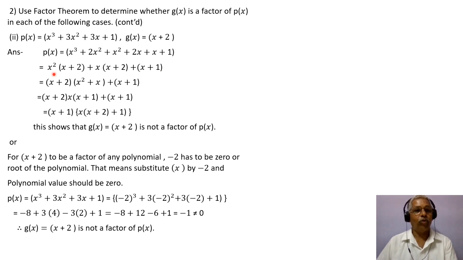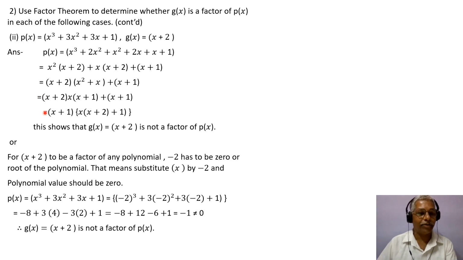Now I am taking x plus 2 common in these two terms. So x plus 2, and what remains in the bracket is x square plus x, and this is carried as it is, x plus 1. Now I am taking x common in this. So x plus 2 into x plus 1 plus x plus 1. Very interesting. Now x plus 1 is to be taken common from this, and this is a whole term.